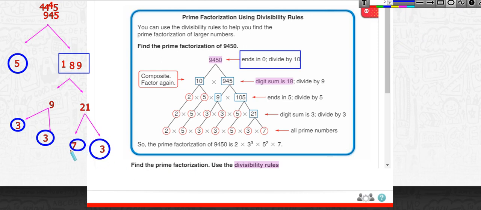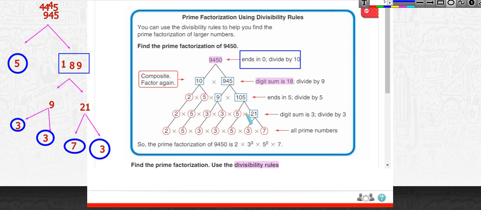I just want to tell you something. This number is 945, and this number is 945. The book factorized it by 9 times 105. I factorized it by 5 times 189. Is there a difference in the final answer? My final answer is 3 times 3 times 3 times 5 times 7.